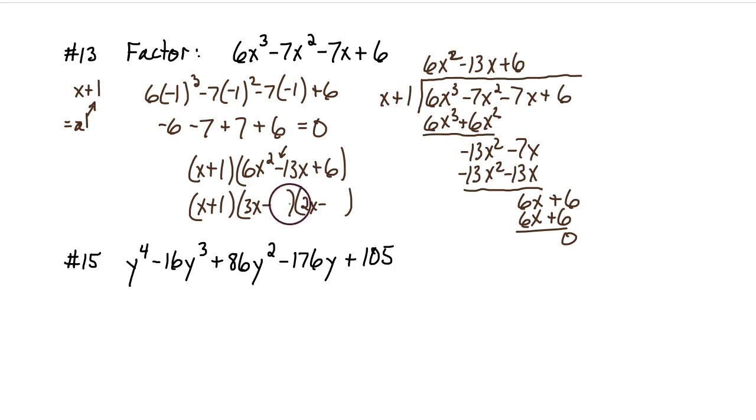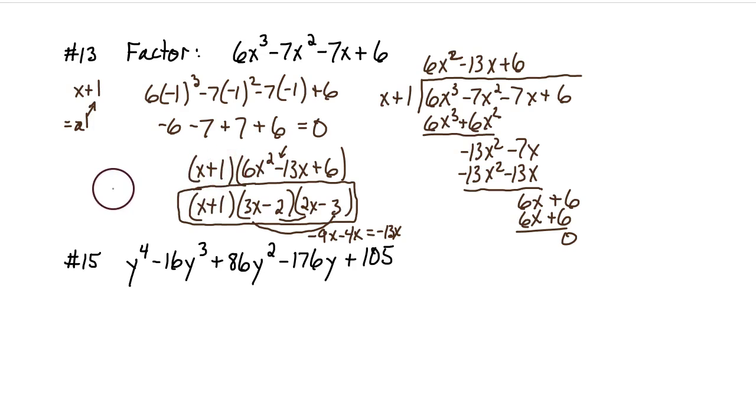Let's try the 2 and the 3. I'm going to put the 2 here and the 3 here. The outer product is negative 9x, and the inner product is negative 4x, and these combine to negative 13x. That is the middle term. So here in the box is our completely factored form. We used the factor theorem to help us discover that first factor. Then we used long division to find out the other polynomial that gets multiplied to that factor. Then we were able to use regular factoring to factor that trinomial.